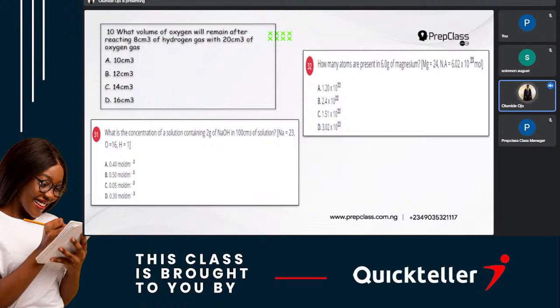So we must multiply. We have 6.02 times 0.25. What's 6.02 times 0.25? That's 1.51 times 10 to the power 22. Good. So that's the answer for that one. So next slide.